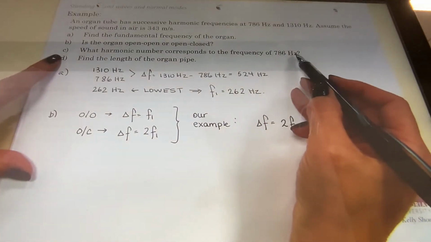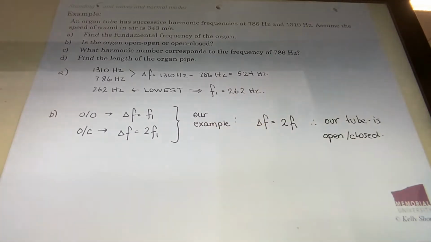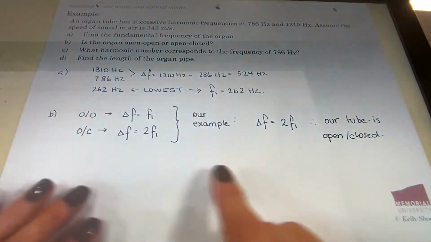Okay, what harmonic number corresponds to the frequency of 786? If you're looking at old random examples, you might see the question, which harmonic is this? Like we talked about last time, I think that kind of question, which harmonic, is kind of ambiguous. So I'll ask the question, what's the harmonic number?